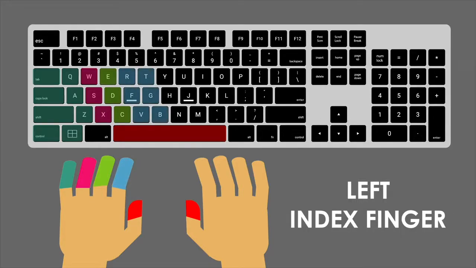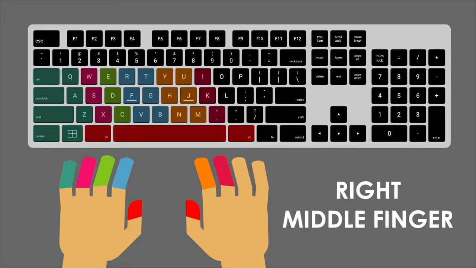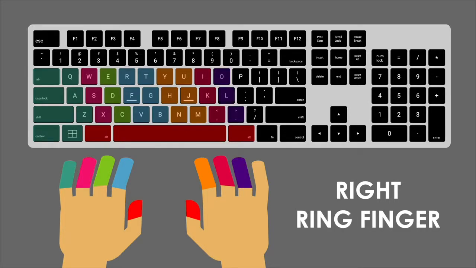R, F, V, B, G, and T are typed with the left index finger. U, J, N, M, H, and Y are typed with your right index finger. I, K, and the keys with comma and less than are typed with the right middle finger. O, L, and the keys with greater than and period are typed with the right ring finger.